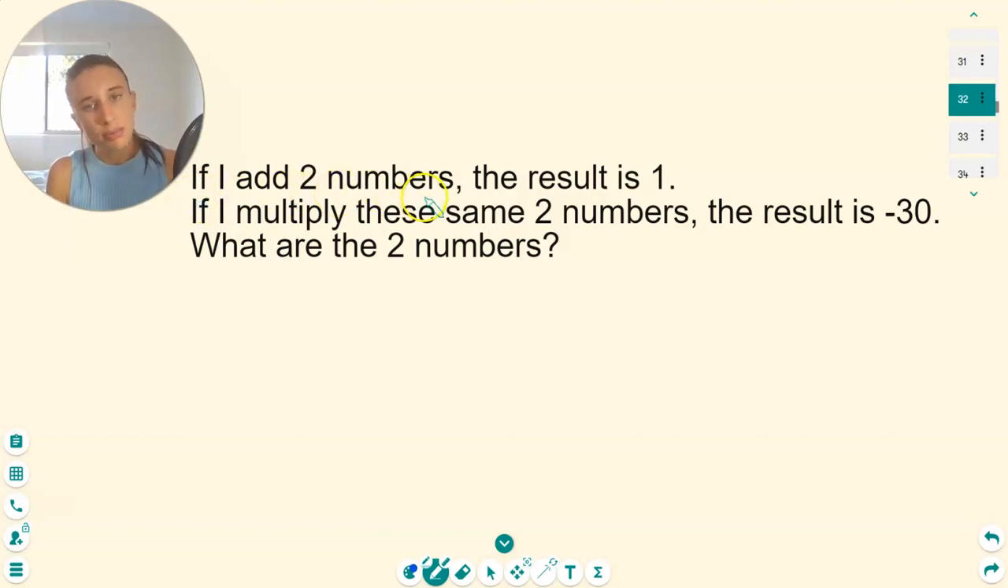If I add two numbers, the result is 1. If I multiply these same two numbers, the result is negative 30. What are the two numbers?